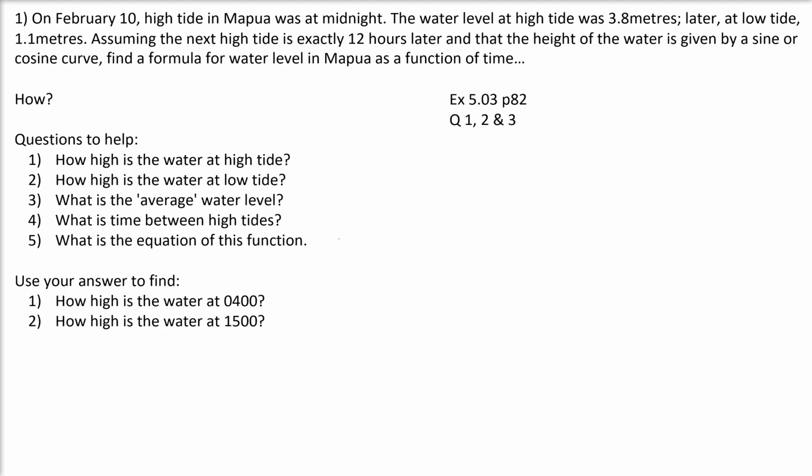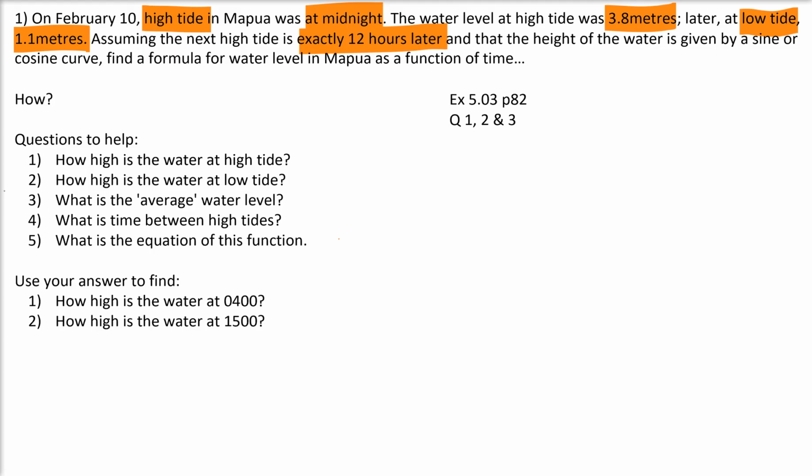So high tide being 3.8, low tide being 1.1. What else? High tide's at midnight. Yep. And other key information there. The next high tide will be 12 hours later. Exactly 12 hours later. Okay, so from all that information there, you should be able to answer 1 through 5.